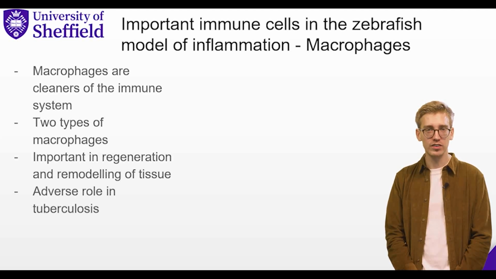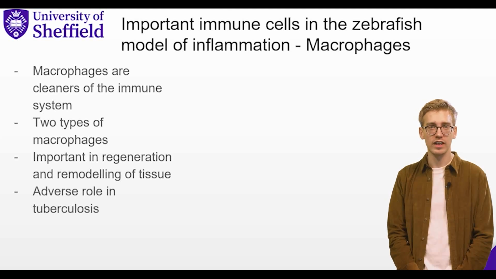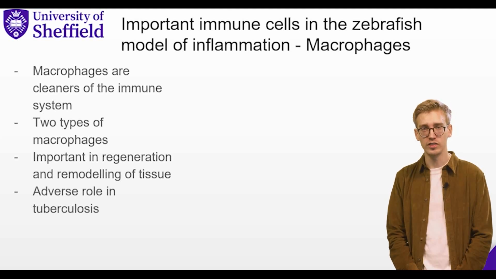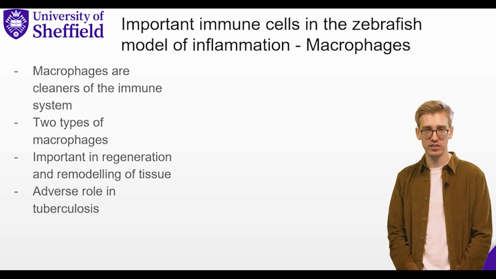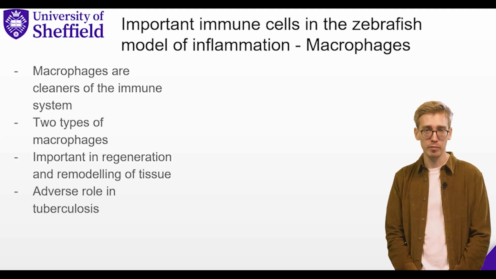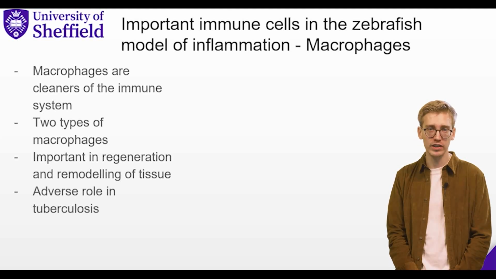The other essential immune cells in the inflammatory response are the macrophages, which are known as the cleaners of the immune system, or the guards of the immune system. Macrophages are known for their phagocytic capabilities and presentation of antigens on their cell surface. Two types of macrophages have been described. The M1 macrophages, which are pro-inflammatory and they help with cell signaling and additional recruitment of immune cells, and M2 macrophages, which are anti-inflammatory and very important in processes such as tissue remodeling and tissue regeneration.